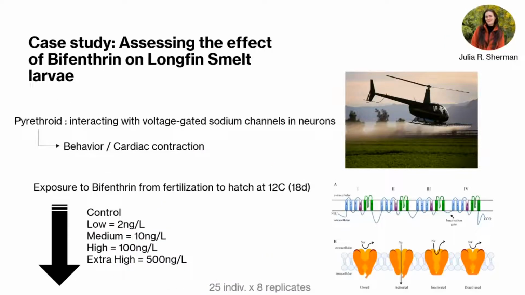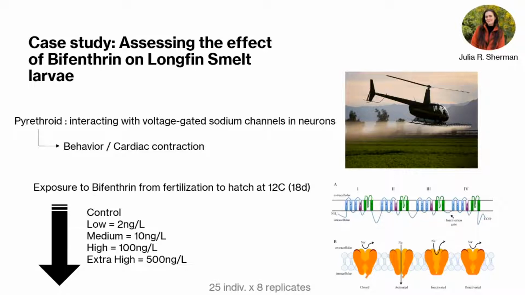To validate this approach, we decided to apply it to assess the effect of bifenthrin on Longfin Smelt larvae health. Bifenthrin is a pyrethroid insecticide used in agriculture that we find in the river, where it is extremely toxic for aquatic organisms. Bifenthrin, like all the pyrethroids, interacts with voltage-gated sodium channels in neurons, which makes behavior and cardiac function relevant endpoints to test its effects.